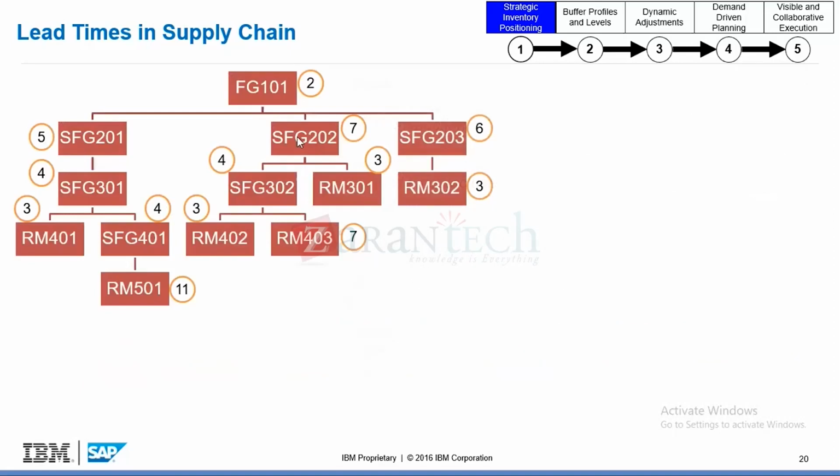Let us take this example. One FG, then SFG, further SFG, and raw materials.